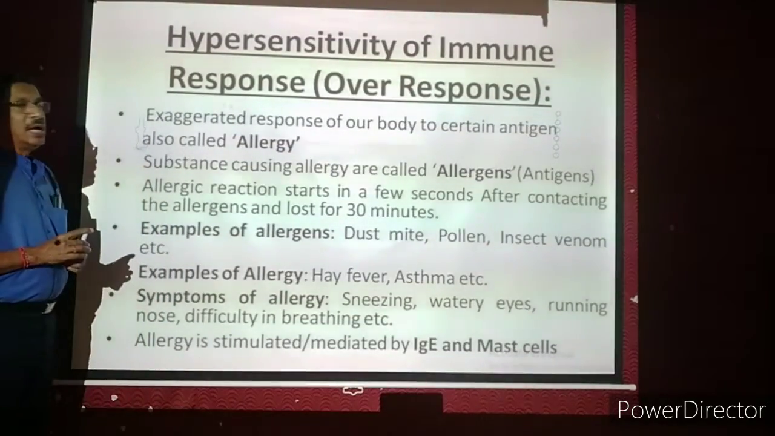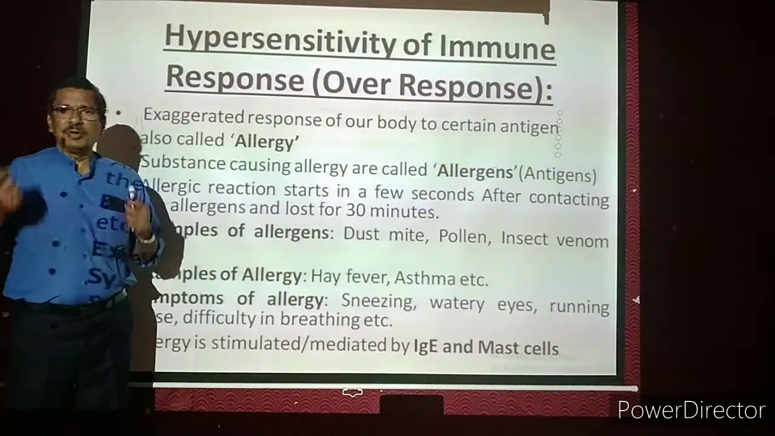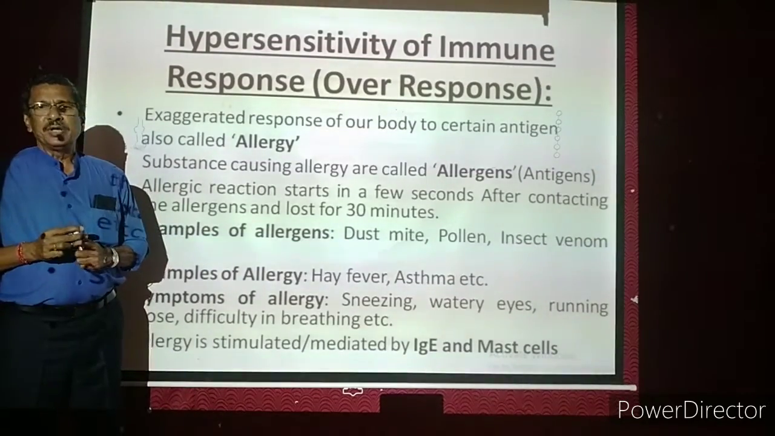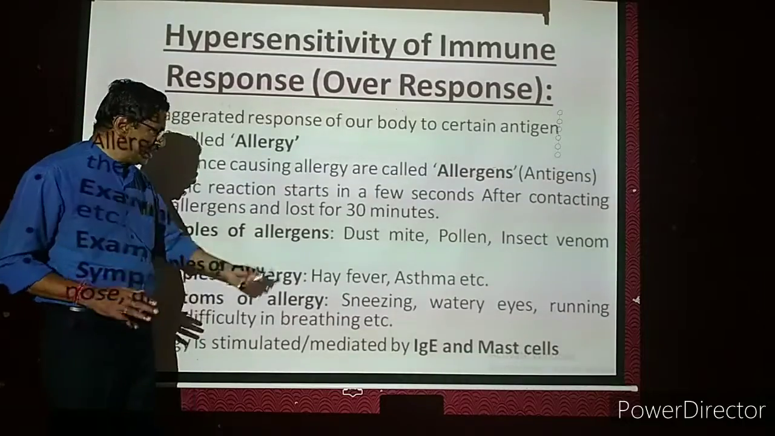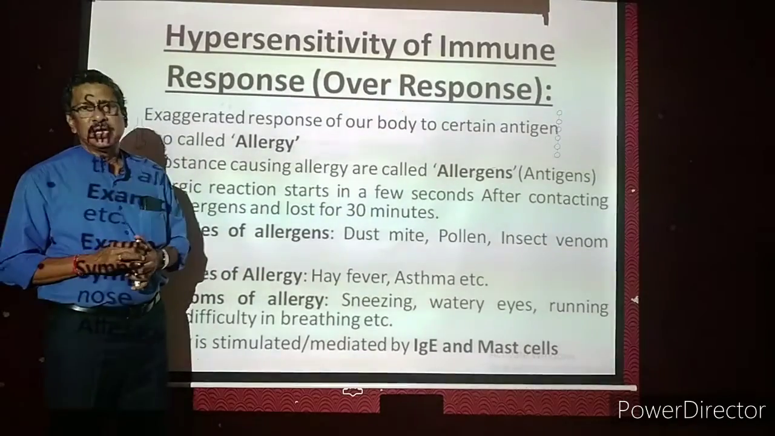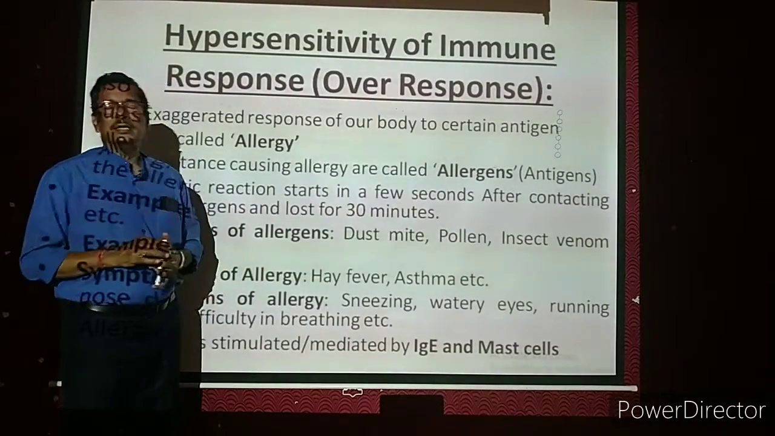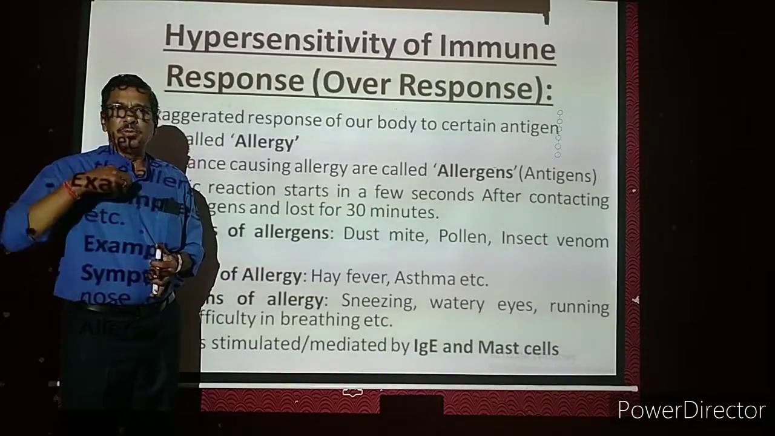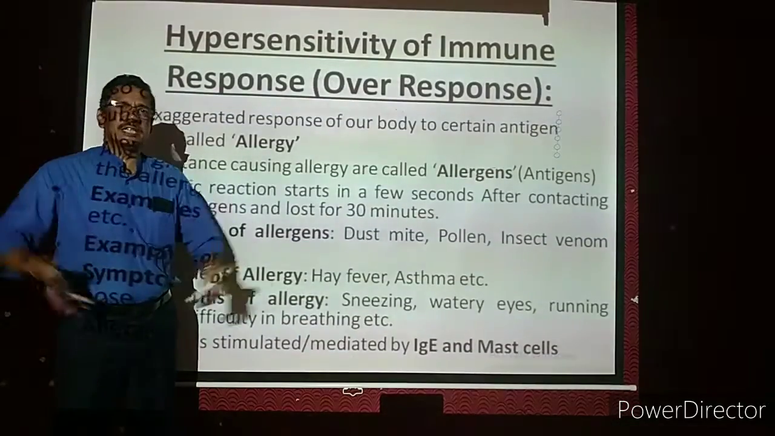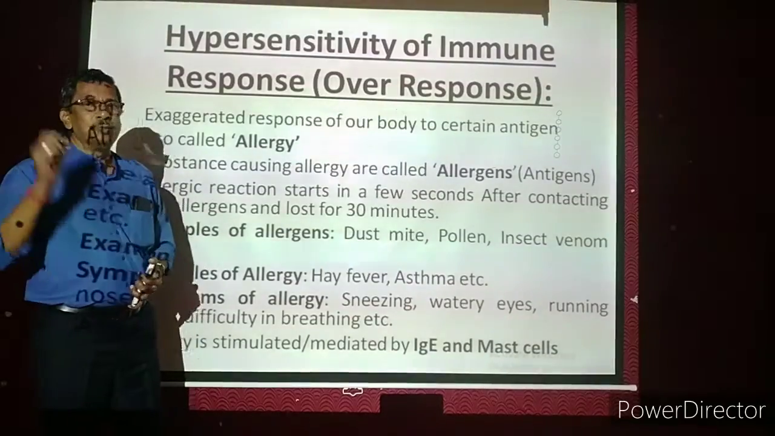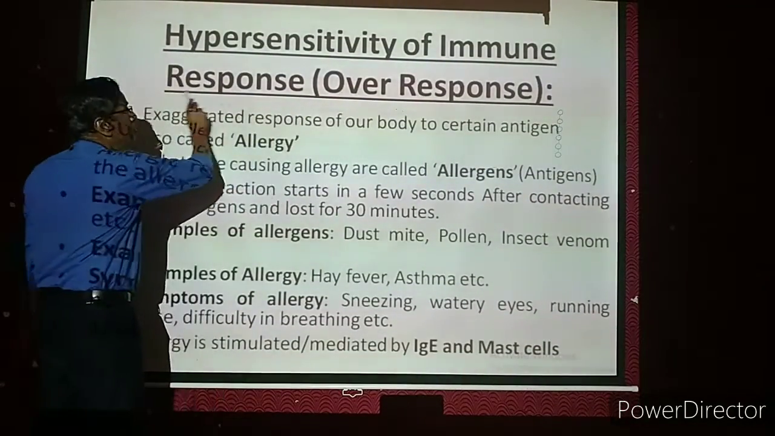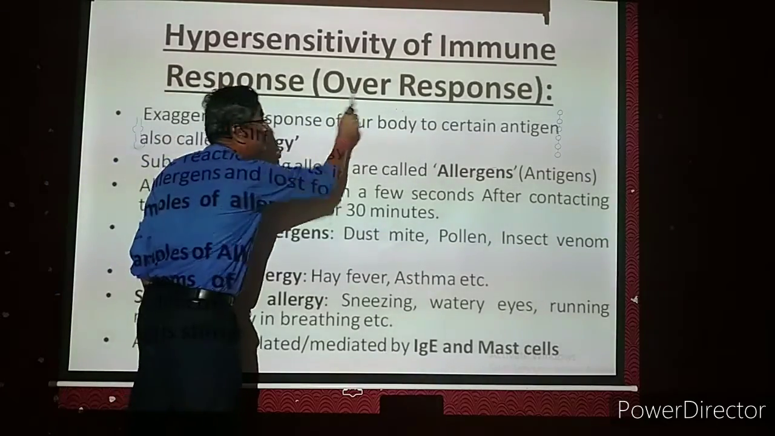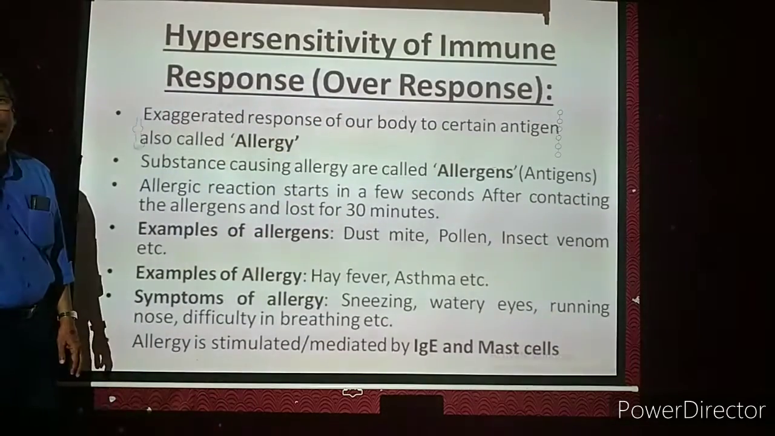In the same way, when vaccine is given, our body is producing immunity. Normal immunity means normal resistance will be there throughout our life, it is 100%. But sometimes, when we give the vaccine, our immune response, our immunity, will show oversensitivity. That will cause problems in our body. So the hypersensitivity of immune response, that is over response, is causing some problems in our body.